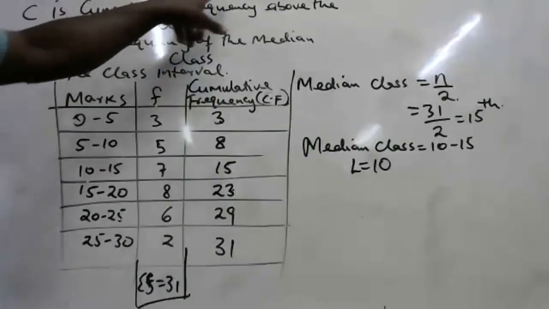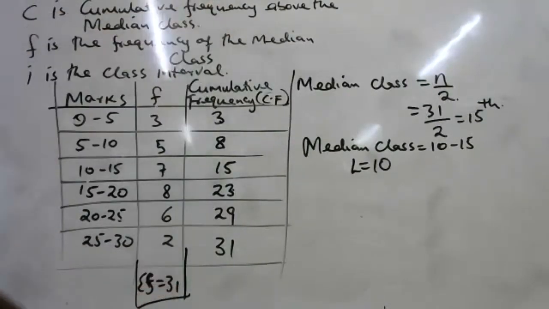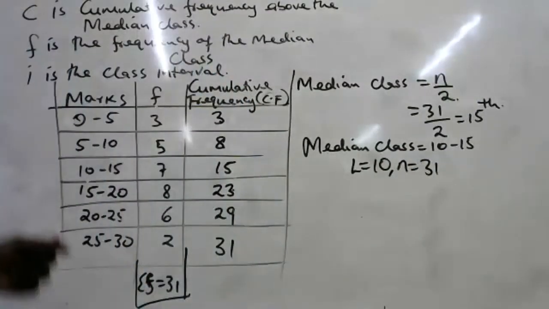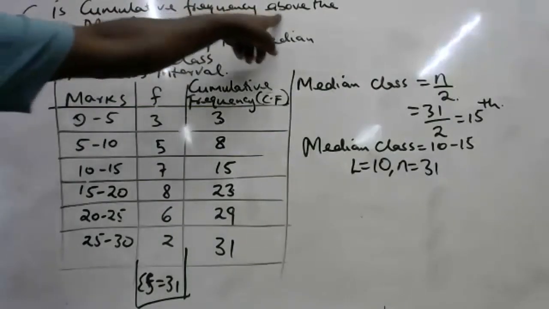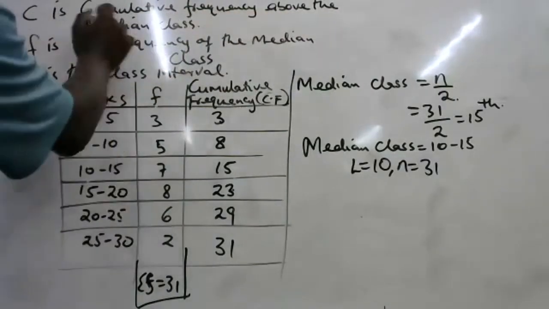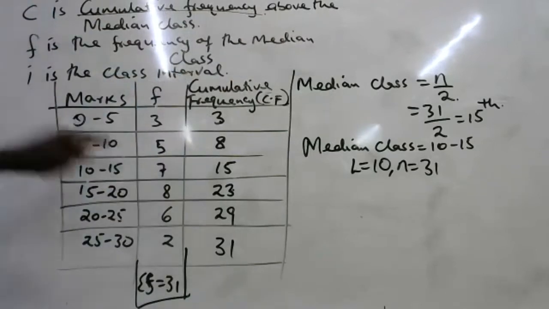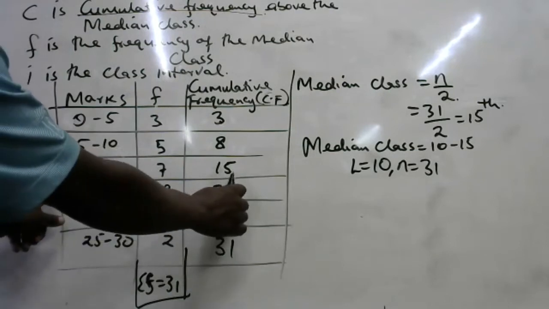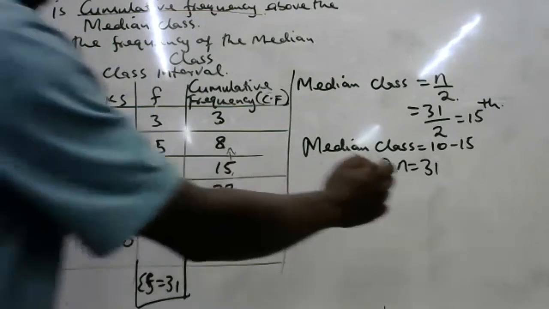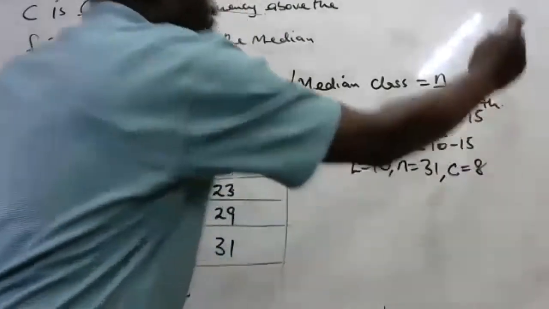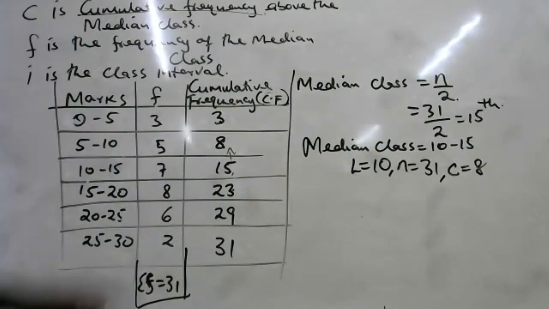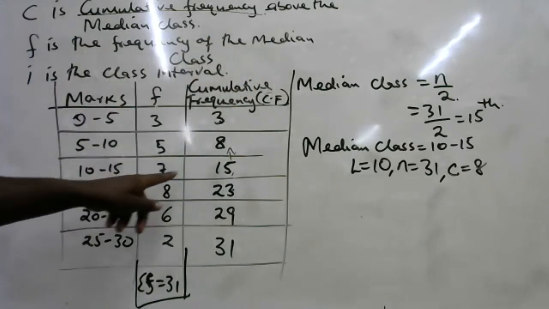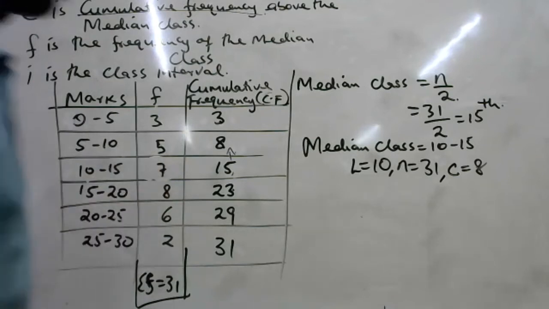Then N, we know, is the total frequency. We have established that N is 31. C is the cumulative frequency above the median class. The key thing is that it is the cumulative frequency above the median class. The one that is above it is 8. So C is going to be 8. F is the frequency of the median class. If this is the median class, the frequency of that class is 7.